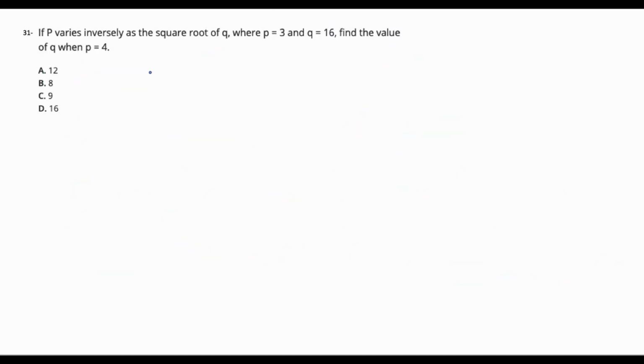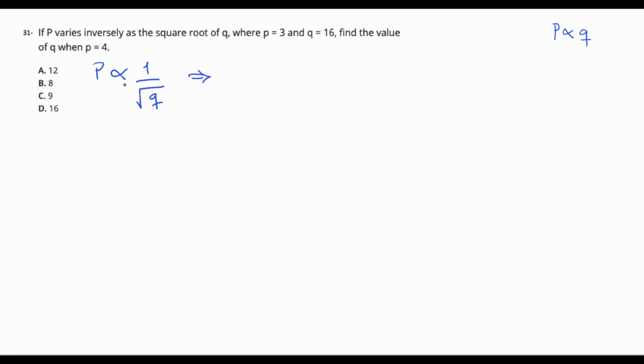Question 31 says, if P varies inversely as the square root of Q, where P equals 3 and Q equals 16, find the value of Q when P equals 4. So we're told that P varies inversely. Its inverse is 1 over the square root of Q. If we were told that it varies directly, that would have been P varies directly as Q. But in this case, inverse means 1 over whatever it is.